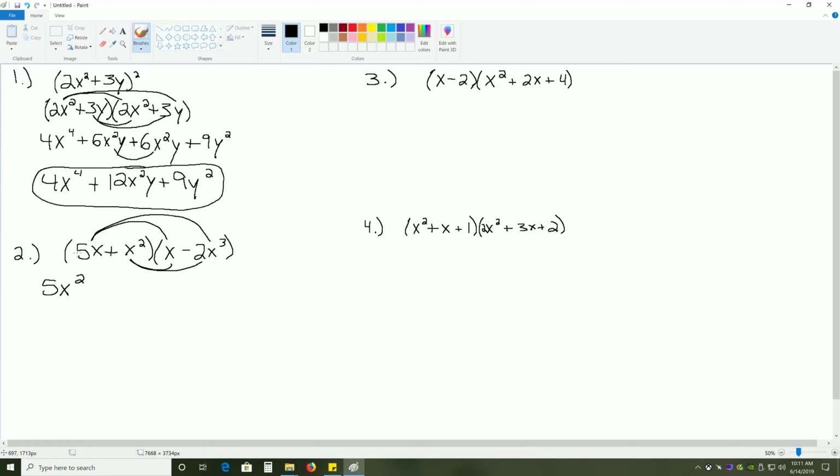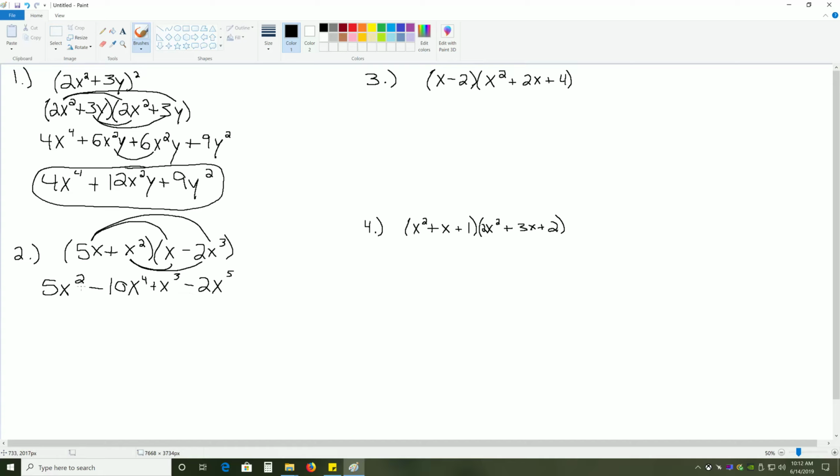minus, because we have a positive times a negative, we get a minus. 5 times 2 is 10. Then x times x cubed is x to the fourth. Then we have plus x squared times x is plus x cubed. And finally, plus x squared times negative 2x cubed is negative 2x to the 2 plus 3 is 5.